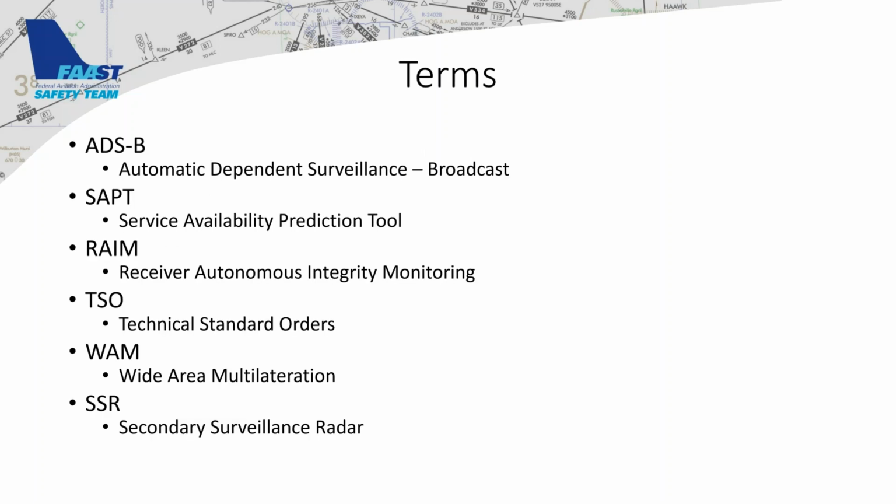All right, so our terms. Some of these terms you're probably familiar with. Some of them maybe not. We have first ATSB, Automatic Dependent Surveillance. We have the SAPT, that is the Service Availability Prediction Tool. That is a website that we'll go to because it's actually an interactive tool that you can use.